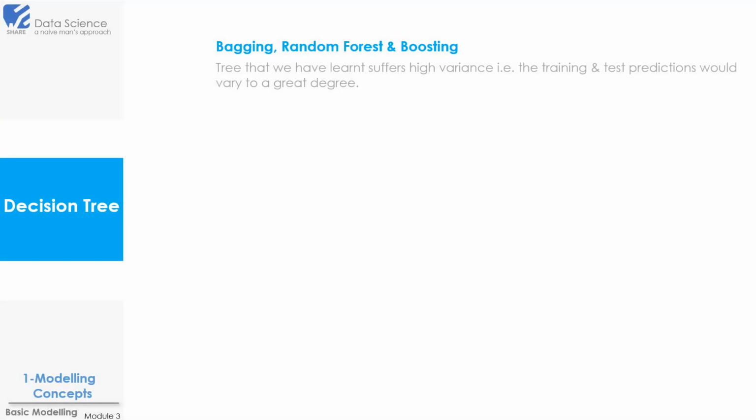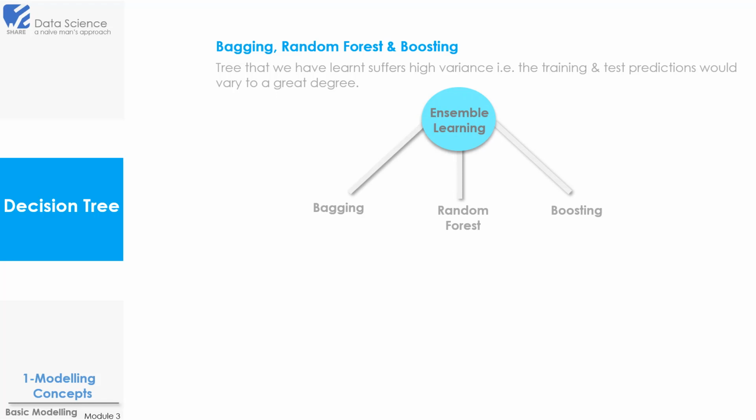So the tree that we have learned suffers a problem of high variance. That is, the training and test predictions would vary to a great degree. Hence we use bagging, random forest, and boosting to address this problem and improve our prediction accuracy. These are part of ensemble modeling. Now, ensemble modeling is a powerful way to improve the performance of your model.